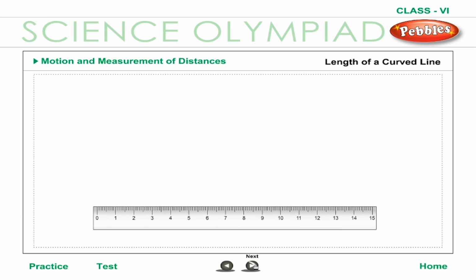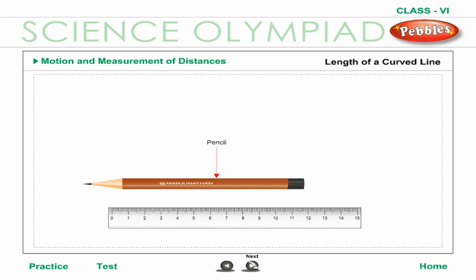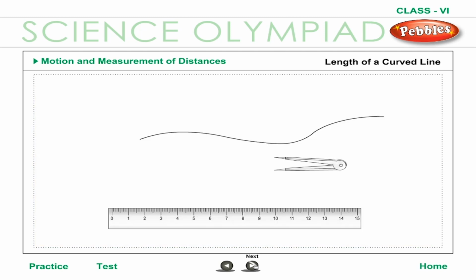Measuring length of a curved line. The distance between any points along a straight line or a curved line is called the length. A thread or a divider can be used to measure the length of a curved line.